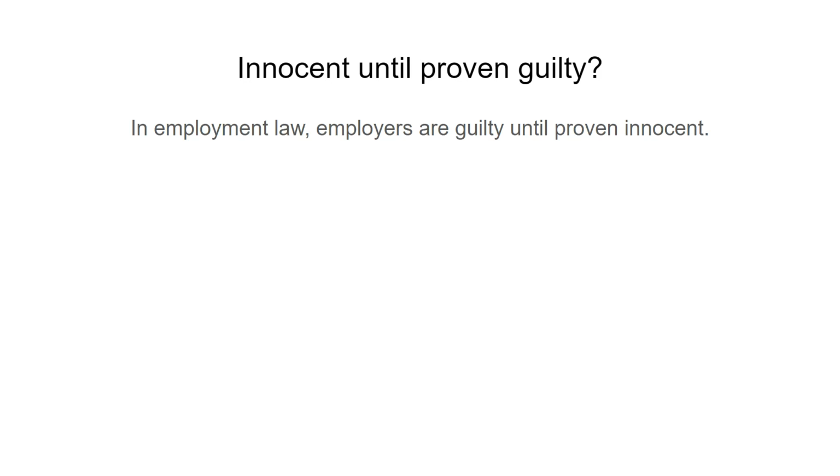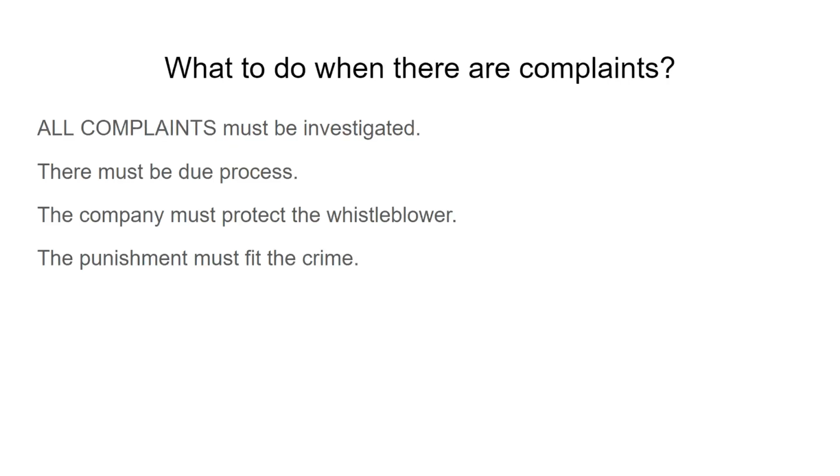In employment law, employers are guilty until proven innocent. Once it is known that something has an adverse impact on a certain group, employers would have to prove that it is not adverse impact. In regular law, it's innocent until proven guilty, but here it's the opposite.